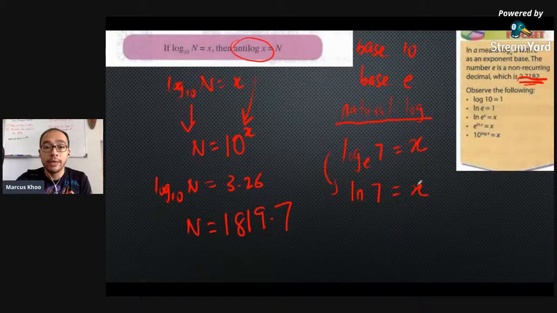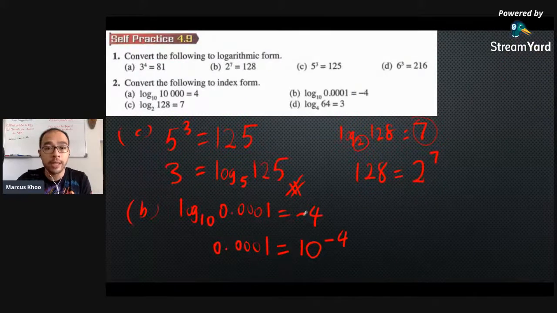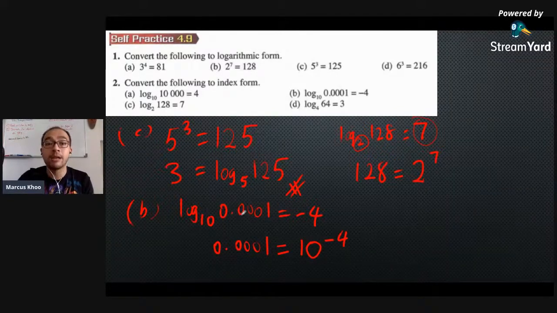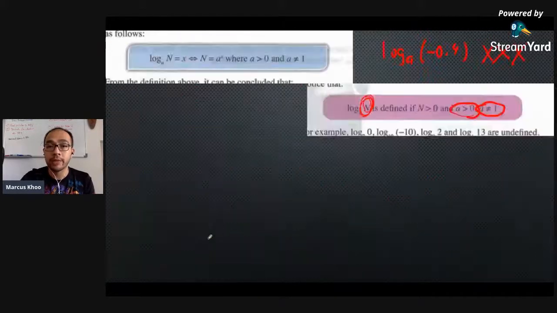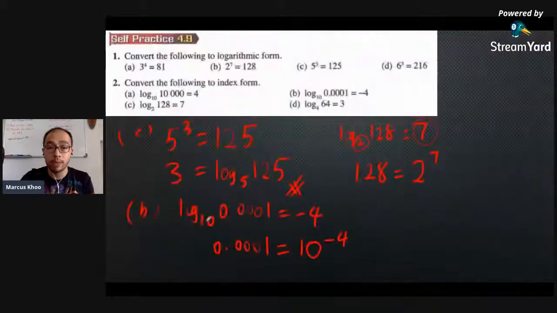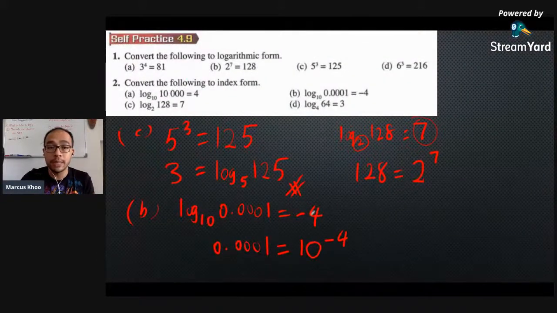Okay, but if the index is negative, no problem. The number just cannot be negative. The number can be a very small decimal number as long as it is not negative. And of course, the base cannot be negative as well. Remember, a must be more than 0. The base must also be positive. So this number, the index, can be positive, can be negative, no worries.